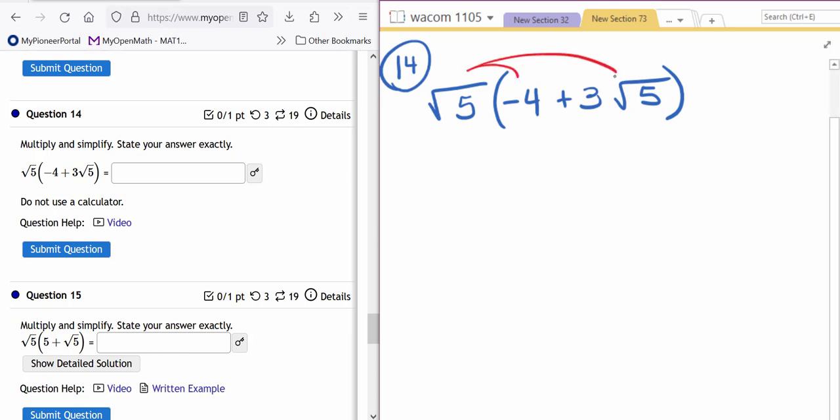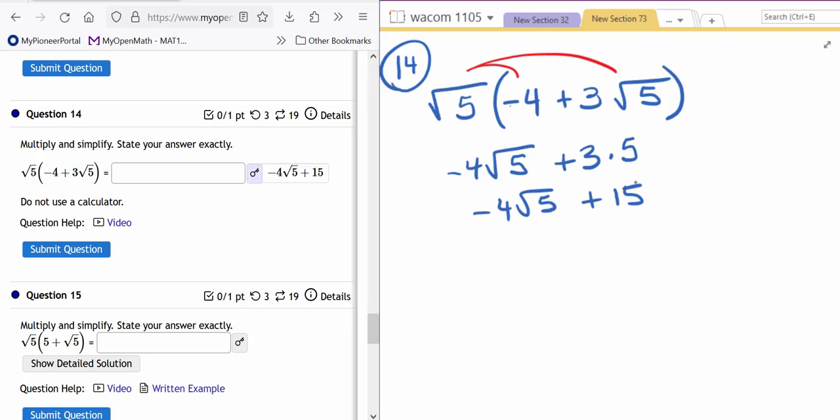And so we're going to distribute, and this negative 4 is going times the 1 in front. So plain numbers, we're going to multiply by whatever's outside. So this will be negative 4 times the square root of 5. And this one is like a 1 out here. So 1 times 3 will be 3. And square root of 5 times square root of 5 is plain old 5. You remove the radical. So we'll have to work that out, and that gives us a 15. Good.